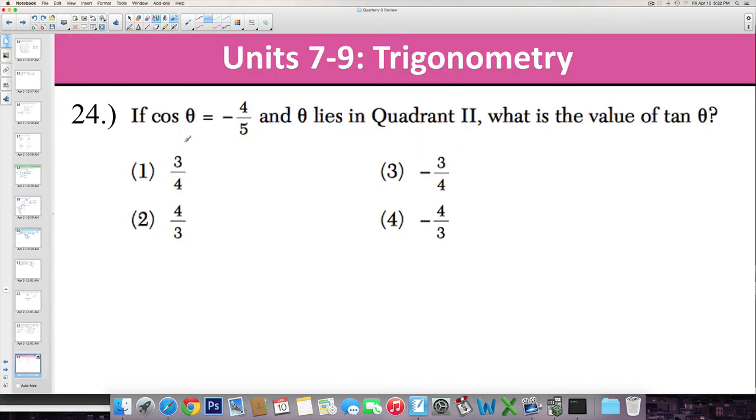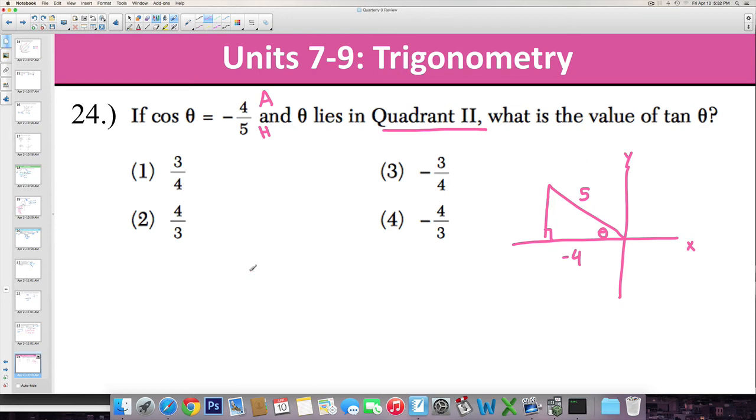Okay. Cosine lies in quadrant 2. So we can go ahead and draw out our triangle in quadrant 2. Cosine is adjacent over hypotenuse. So the adjacent is 4, the hypotenuse is 5. So it's a negative 4/5. If we're going to the left on our xy axes, this would be negative, and your hypotenuse is always positive. So what is the value of tan of theta?